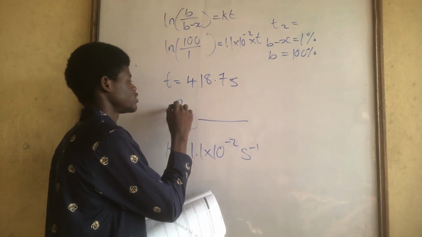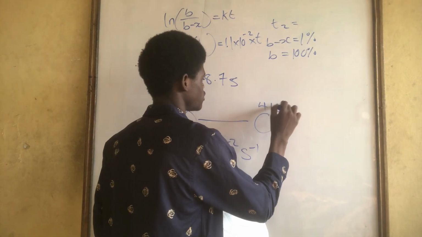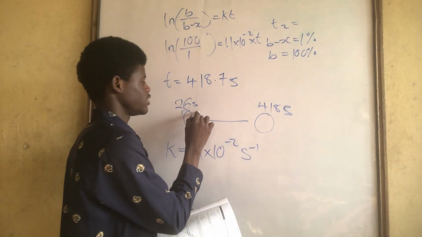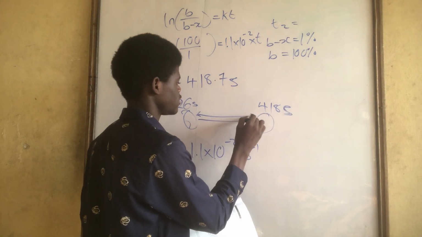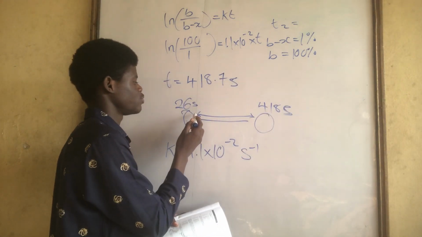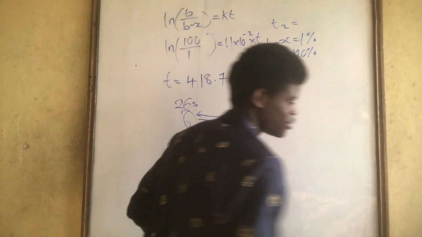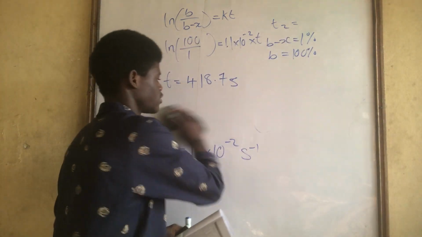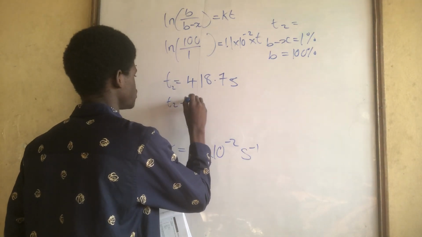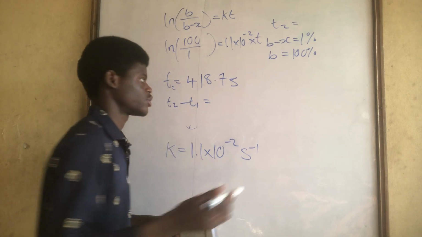And reaction one took 26 seconds, right? This one took 418 seconds. How much time is between the space of this to this? You understand? How much longer would I have to wait? That means how much time is within this to this? That will be T2 minus T1. That means the time for the second reaction minus the time for the first reaction.